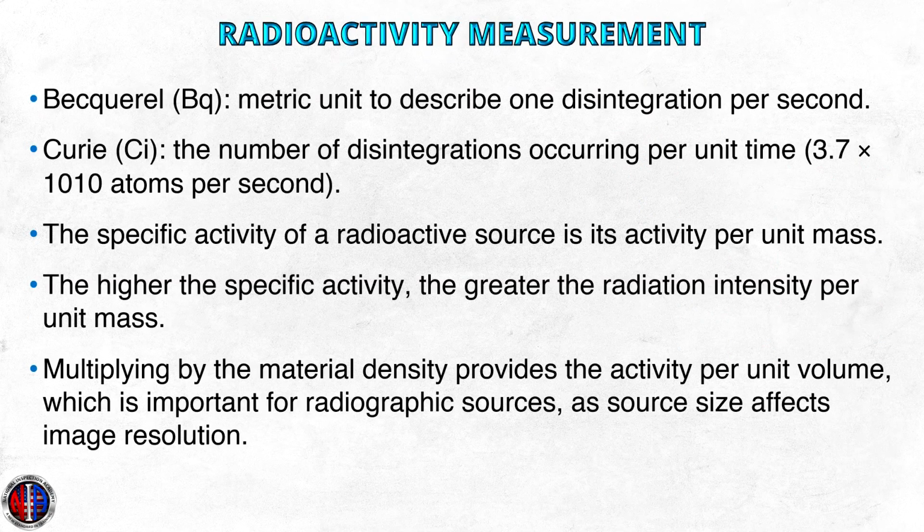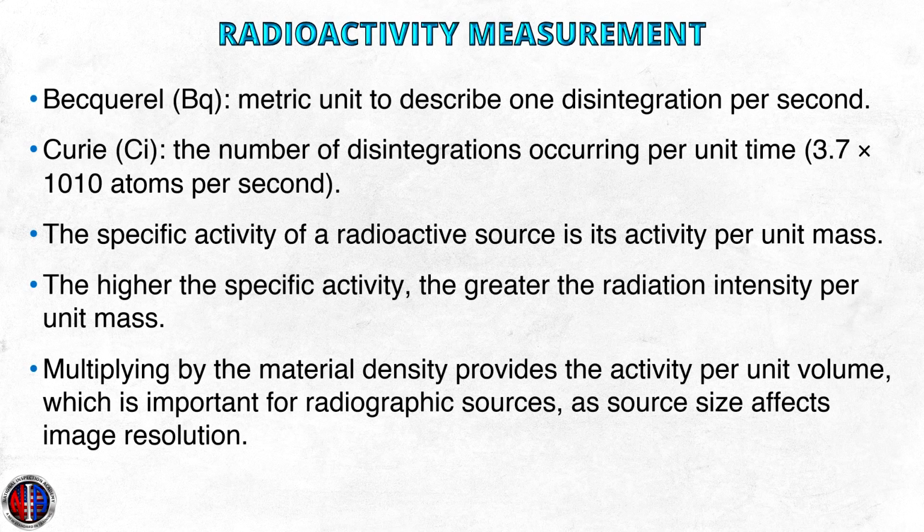Radioactivity measurement. The becquerel, abbreviated Bq, and the curie, abbreviated Ci, are two common measuring units to express radioactive material activity. The becquerel is the metric unit to describe one disintegration per second. The curie is the number of disintegrations occurring per unit of time, 3.7 times 10 to the 10th atoms per second.